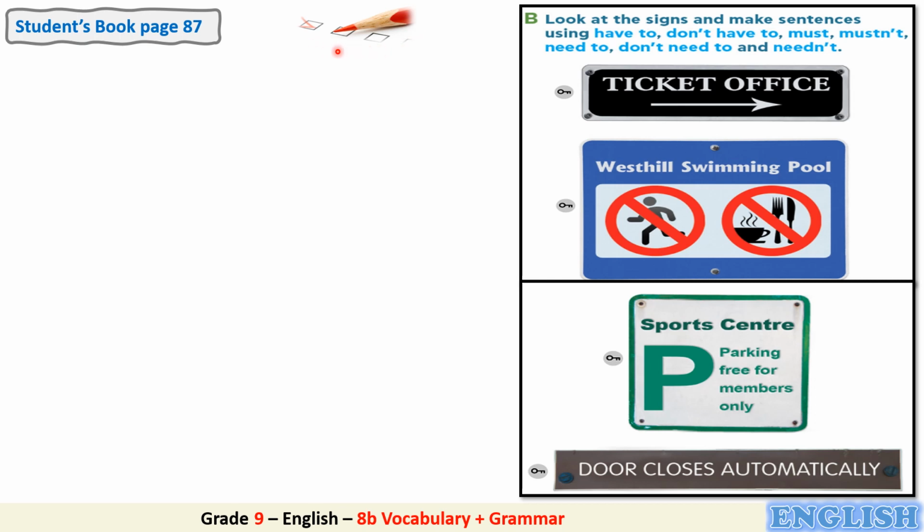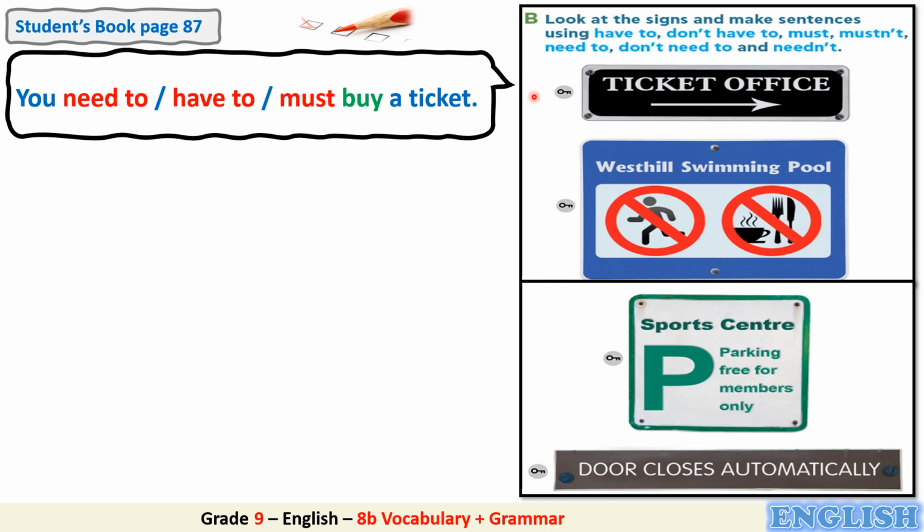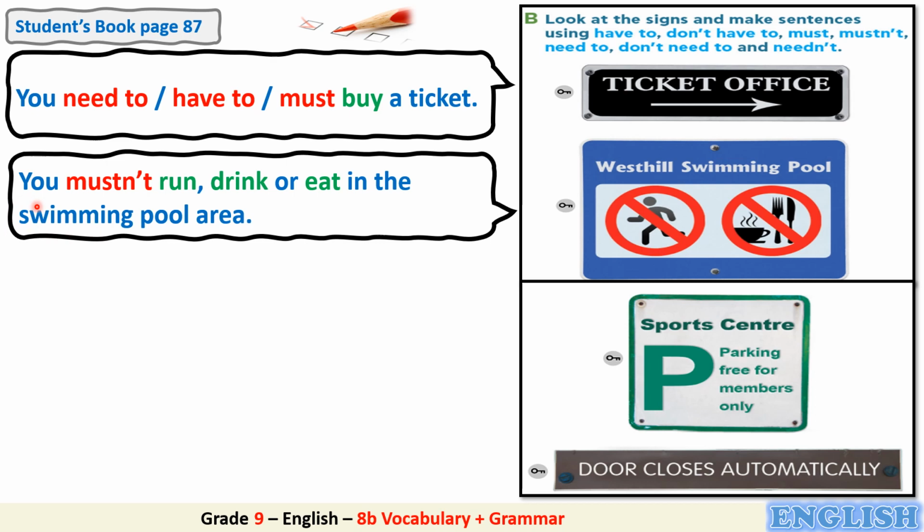Now let's check your answers. Number 1. Very good, my students. You need to, have to, or must buy a ticket. Here we use these verbs to express obligation or necessity in the present or future. The next one. You mustn't run, drink, or eat in the swimming pool area. Here we use mustn't to express prohibition.